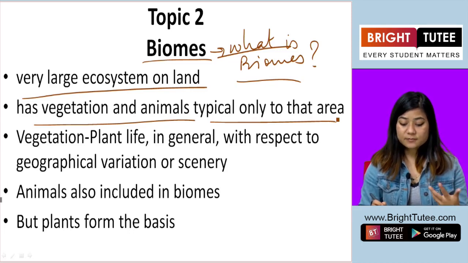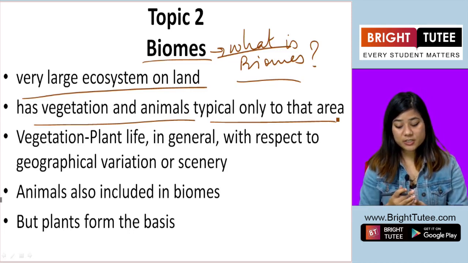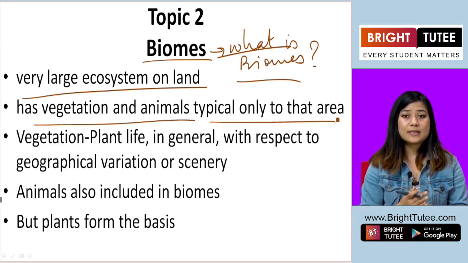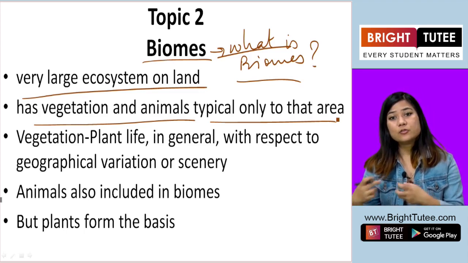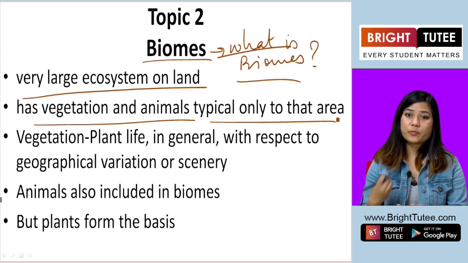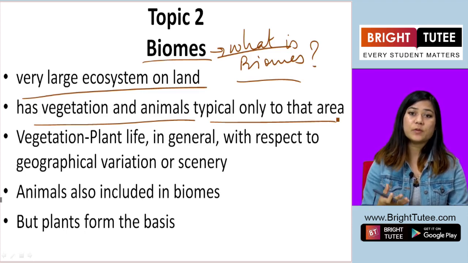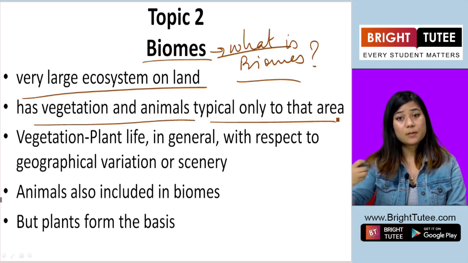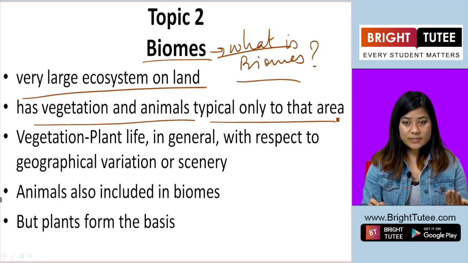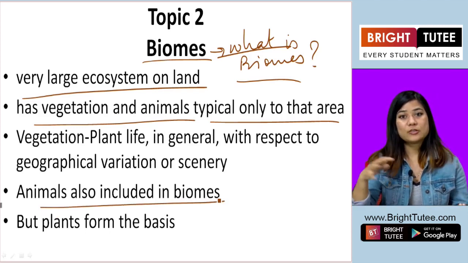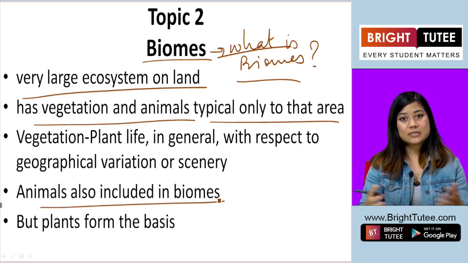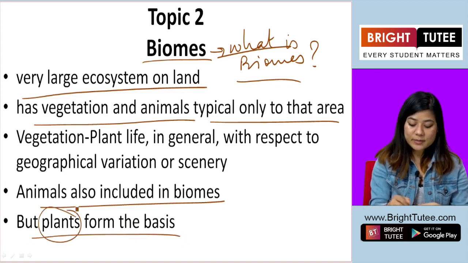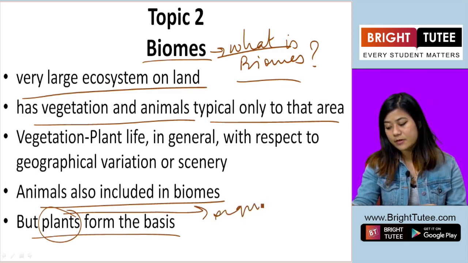Now the vegetation, we already know vegetation, right? Vegetation is plants and trees which grow on their own, and sometimes with some form of human intervention. So such vegetation is also part of the biome. As we said, animals are also part of the biome. But in such biomes, the plants form the main basis. So plants become very significant, very important.